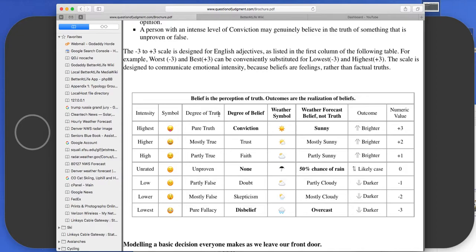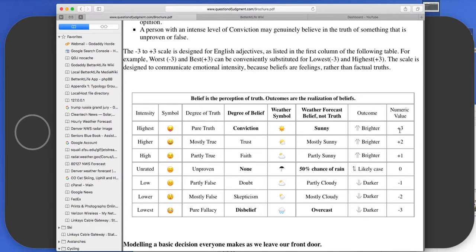Because beliefs are like feelings, they're measured on an intensity level. And we have a range from +3 to -3, and the middle is 0. That means basically uncertainty. Like in the case of weather, it would be a 50% chance of rain. We simply just don't know whether it would be a little more sunny or a little bit more cloudy.